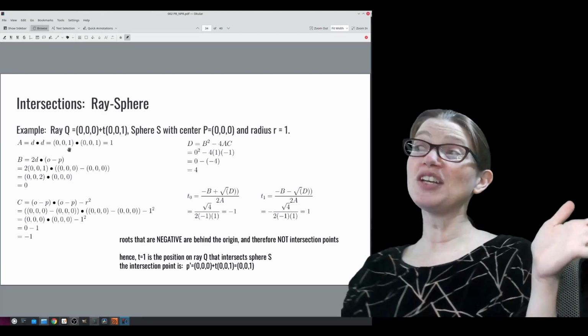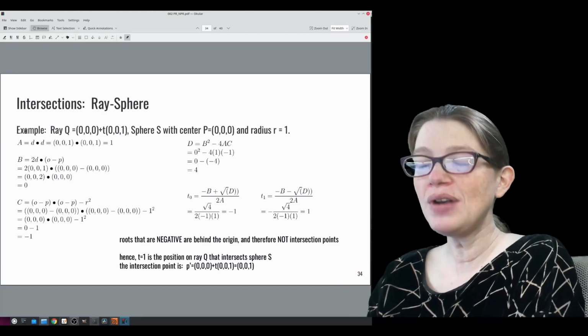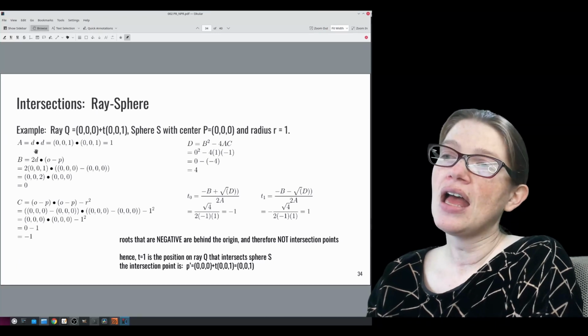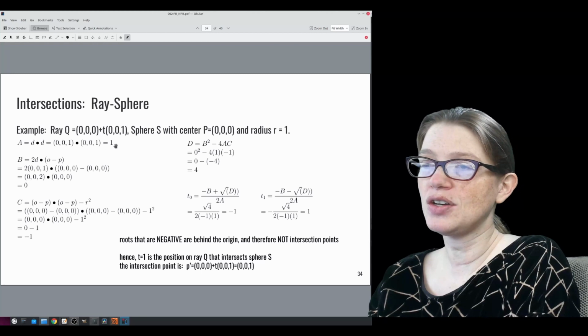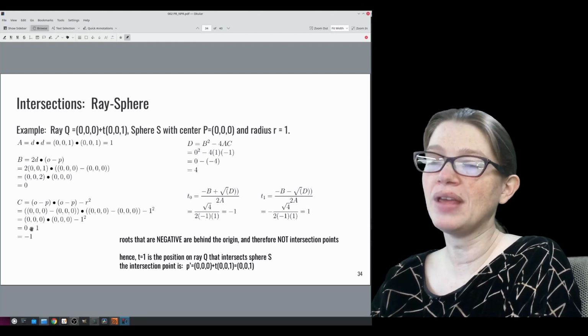But let's pretend we don't know. So we compute a, b, and c. There's a, taking the direction vector and taking the dot product with itself. We compute the b, and we compute the c component.